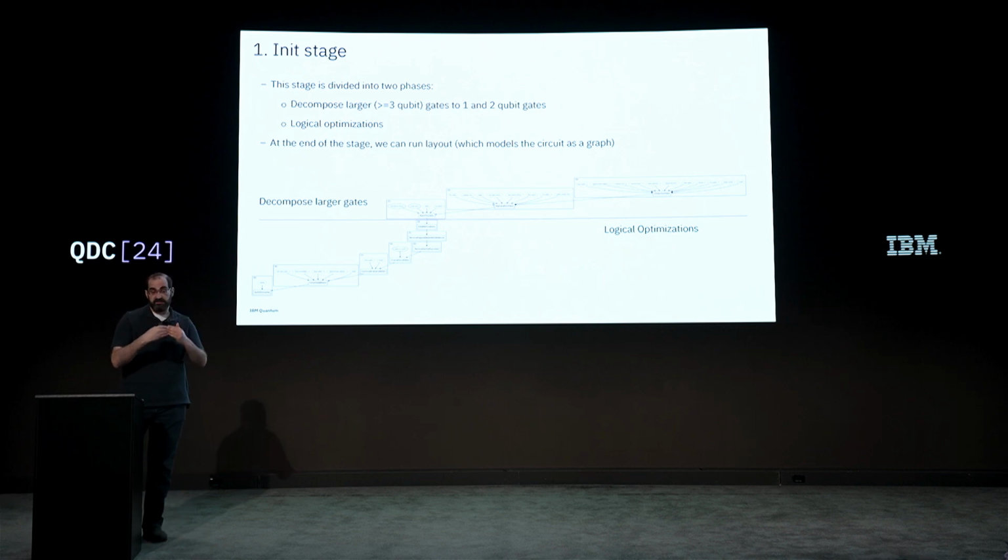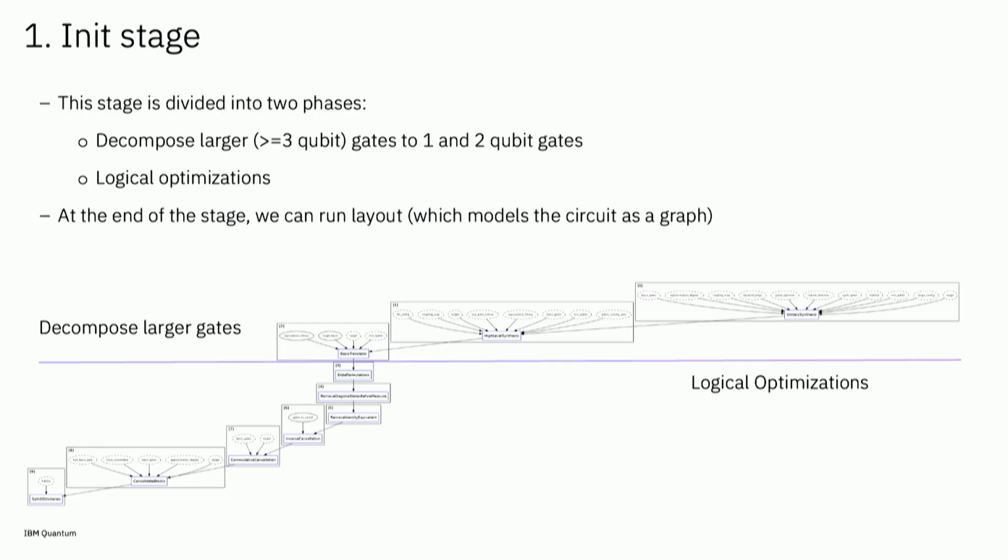The init stage is divided into 2 phases. The first phase is to decompose larger gates or operations that are 3 or more qubits into 1 or 2 qubits. And this is primarily to enable layout. So all of the layout algorithms that Qiskit runs today do that by representing the circuit as a graph. And you can't have more than 2 qubit gates in a graph representation. That would be a hypergraph, and that wouldn't work. So the init stage is designed to lower all of those multi-qubit operations to 1 and 2 qubit gates so that we can then put it on a graph to run our layout algorithms.